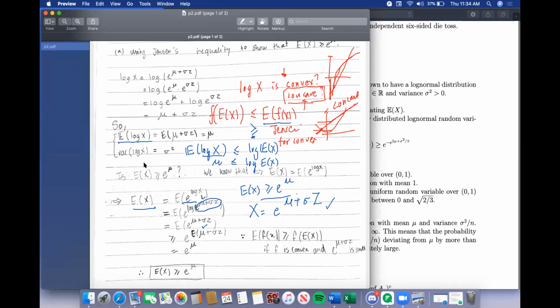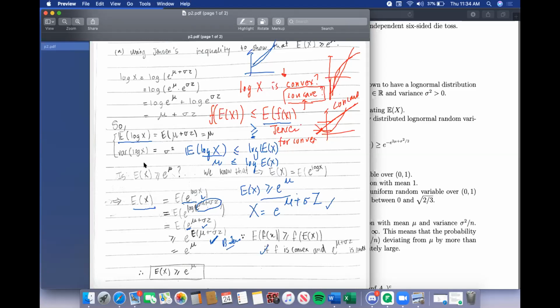Then you get the expectation of the exponential. So here you're basically using Jensen's inequality for a convex function, right? The exponential function goes out like this, so it's a convex function. Yes, it is. So you can use this, and this inequality is true by Jensen's inequality.